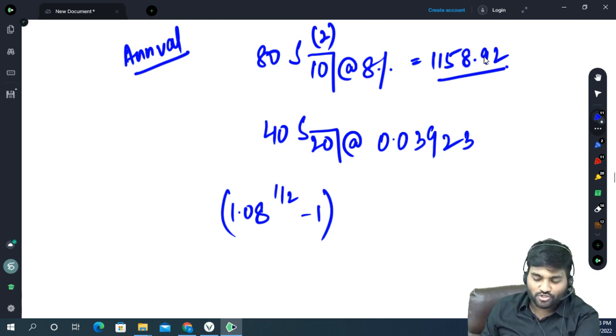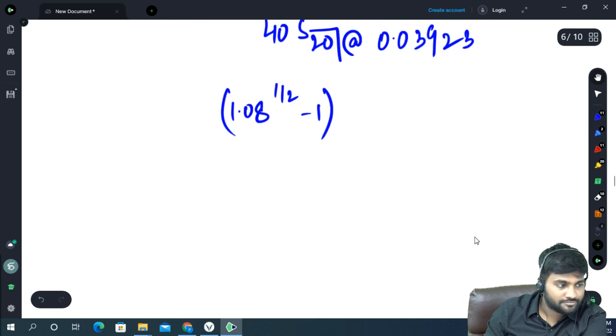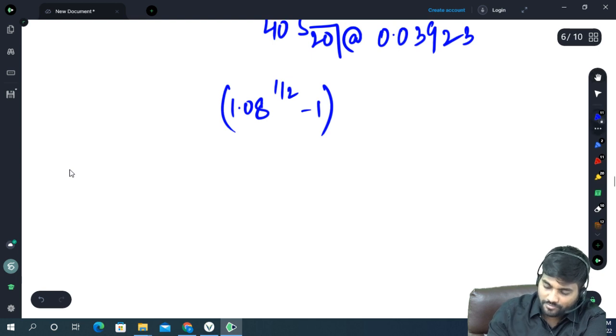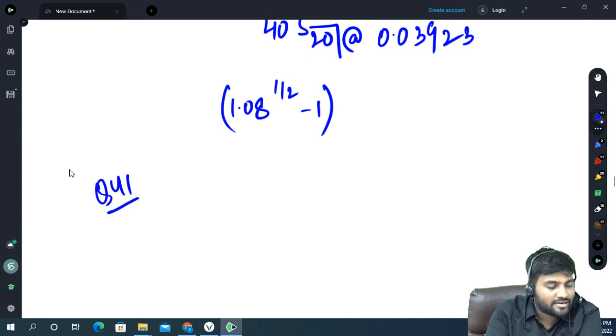Next, question number 41. Calculate the accumulated value as at 1st January 2020 of payments of 100 paid every 2 years from 1st January 1980 to 1st January 2018 inclusive using an interest rate of 12%. Okay.